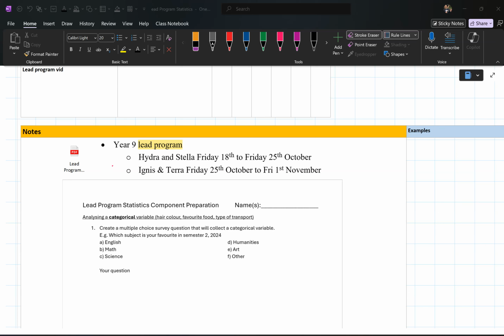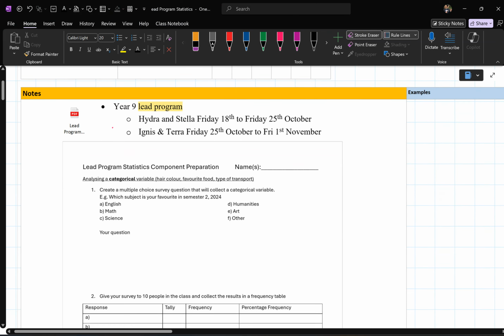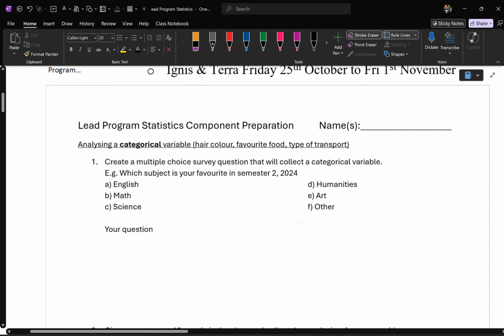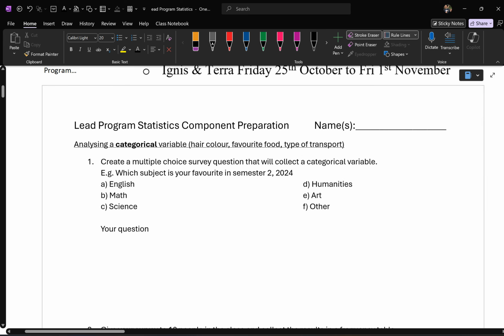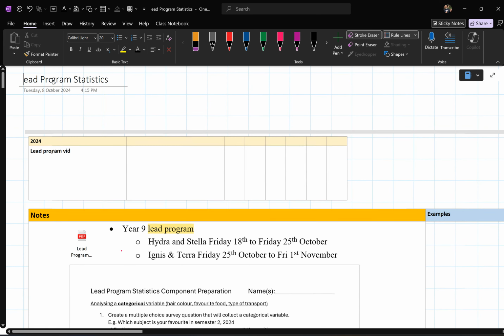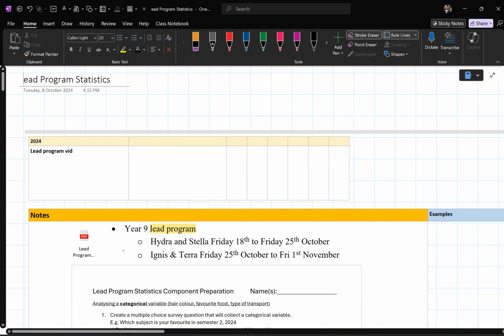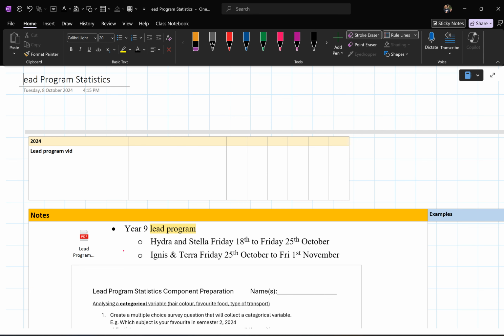Hey there, U9. Like I said, I'm going to make a video to guide you along with this lead program handbook or handout, the one that I handed out along with all the notes. Remember, you're doing this before you go into lead. It's meant to help prepare you so that you can run your own experimental surveys.